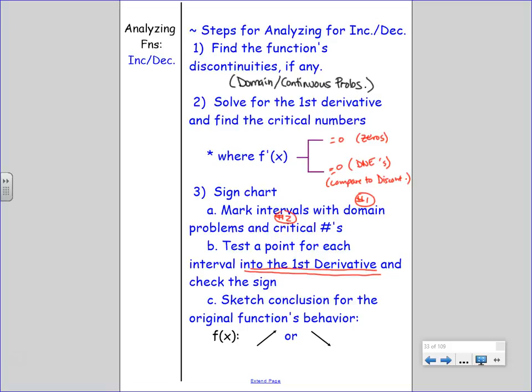Why? Because the sign of the first derivative tells me the increasing or decreasing nature of the original function. Theoretically, this should probably be a forever card, but it's way too long. So let's go ahead and just get really used to it. I'm going to change this slide soon. If you want to take a picture to keep writing, you may.